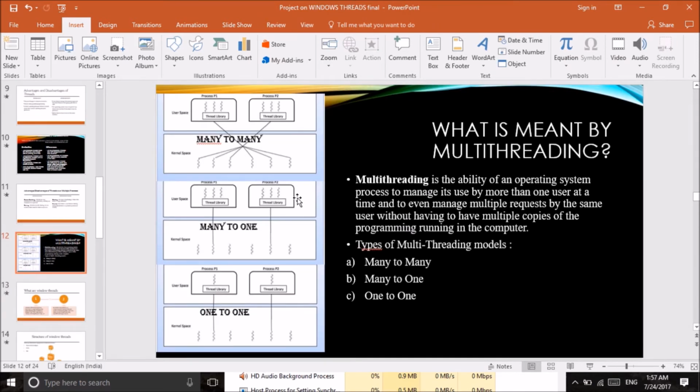Next up, we have multi-threading. Multi-threading is nothing but executing multiple tasks at a given instance of time. There are three models: many to many, many to one, and one to one.